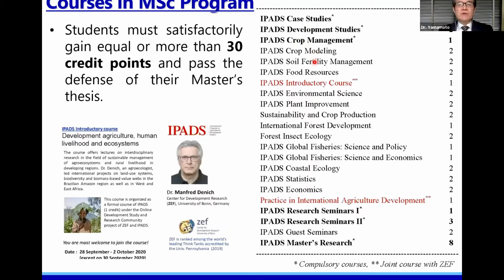And aside from compulsory courses, we have many courses like this: agriculture, fishery, and environmental science, and so on. For instance, IPAT crop modeling, sustainability and crop production, IPAT global fisheries, and coastal ecology and economics, and so on. And the red letters subject indicate the courses collaborated with the University of Bonn. IPAT collaborates with the University of Bonn regarding the educational program as well as research subjects.